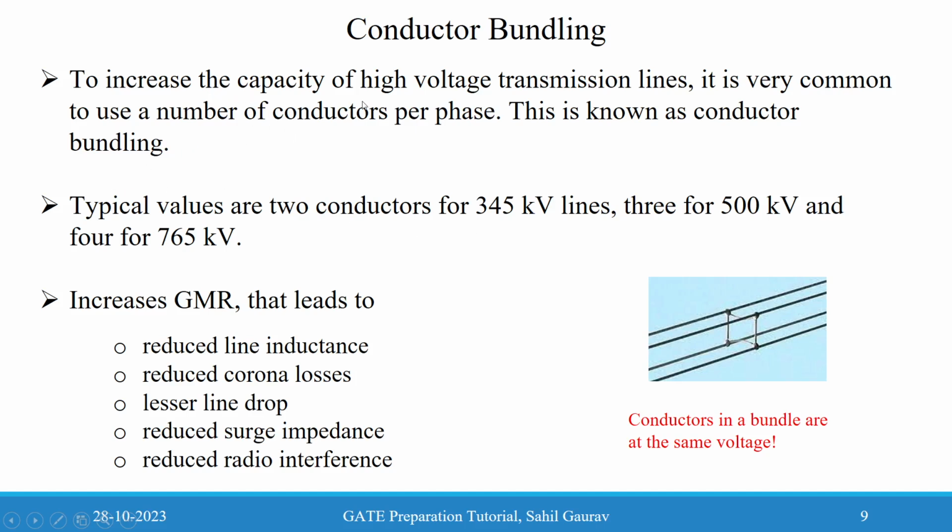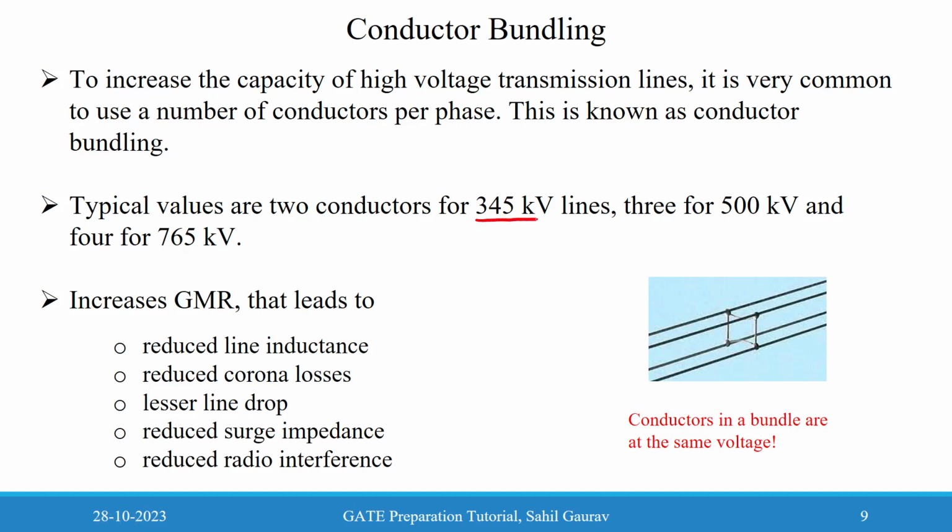And why do we use bundling? Just to increase the capacity of high voltage transmission lines. It is very common to use a number of conductors per phase. This is known as conductor bundling. And the typical values for two conductors are for 345 kV lines.